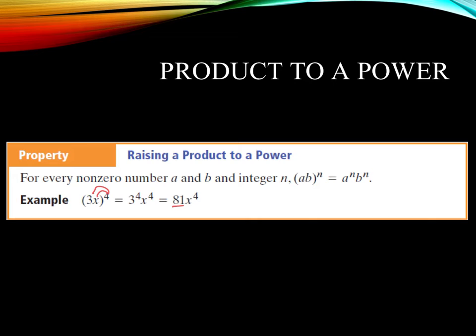Again, this is what we call a product to a power, and it says for every non-zero number a and b and integer n, the product of ab raised to the nth power can be simplified as a to the nth times b to the nth. Let's look at a few examples and see how this one's going to work.